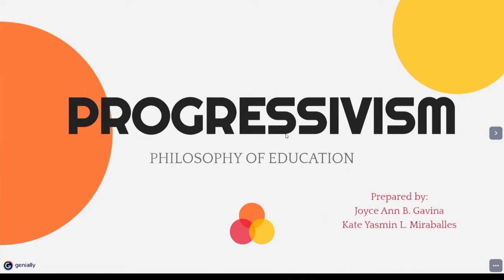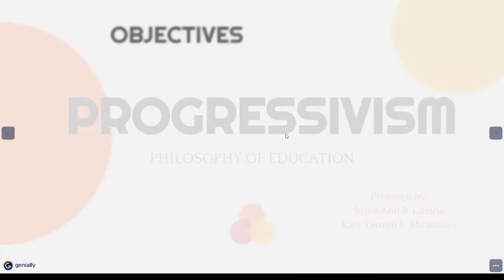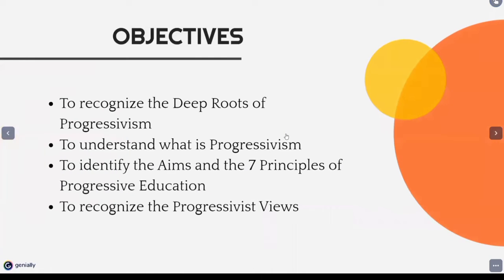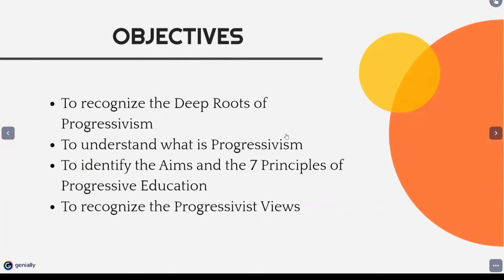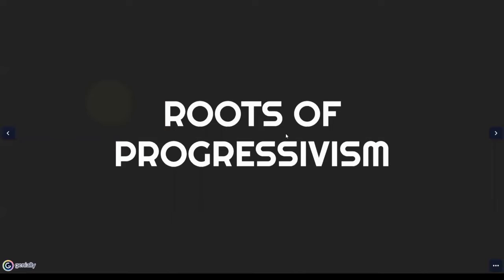Good day, everyone. Today, we are going to tackle progressivism as one of the philosophies of education. These are the objectives for today: to recognize the deep roots of progressivism, to understand what is progressivism, to identify the aims and the 7 principles of progressive education, and lastly, to recognize the progressivist views. First, we are going to tackle the roots of progressivism.